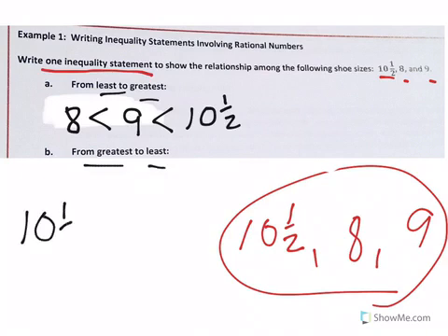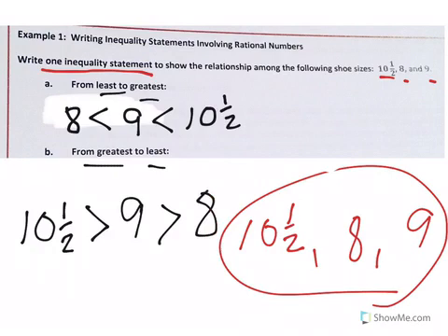Now, going from greatest to least, same thing, except now we're going 10.5. Don't get confused and put less than. 10.5 is still greater than. So we've got to flip our inequality symbols. 10.5 is greater than 9, which is greater than 8. So there you go. You have two different inequality statements that use all the numbers. One going from greatest to least, one going from least to greatest.